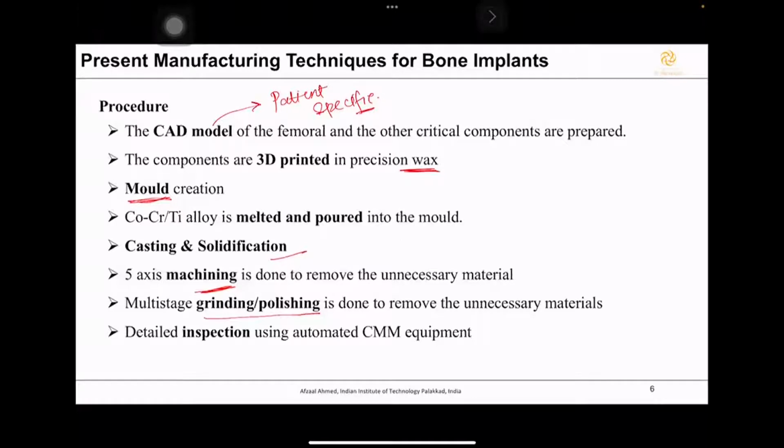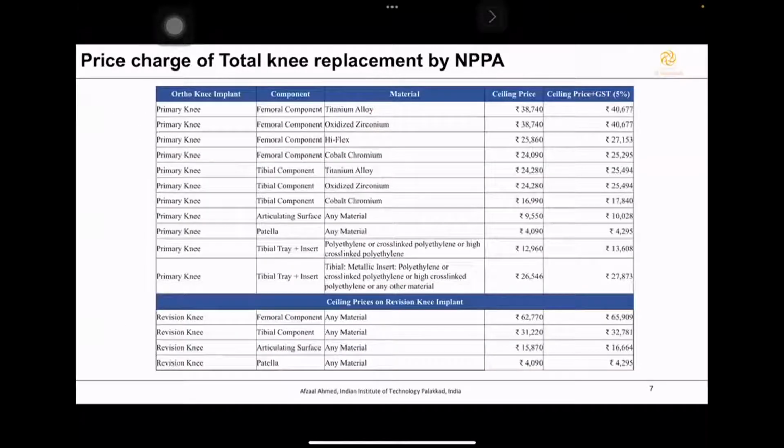So as you can see, there are multiple steps involved here, and every step has a cost involved to it. So we'll talk about basic cost for fabricating such an implant. So if you see what government has done recently, by the way, this NPPA, you might be wondering what is this. This is National Pharmaceutical Pricing Agency, which decides the ceiling price of each implant.